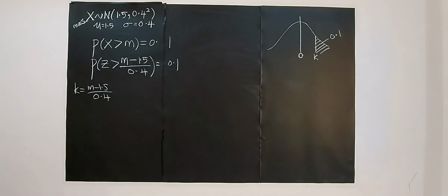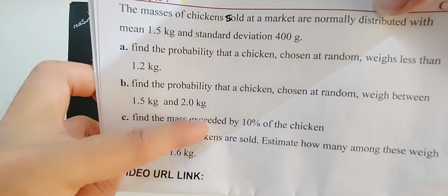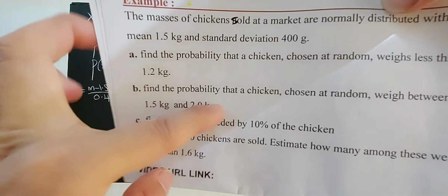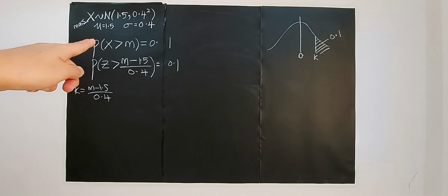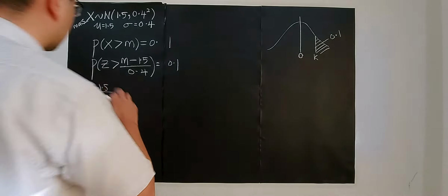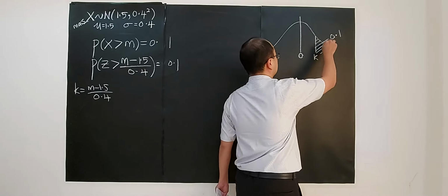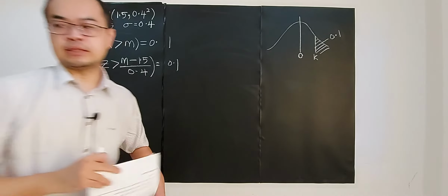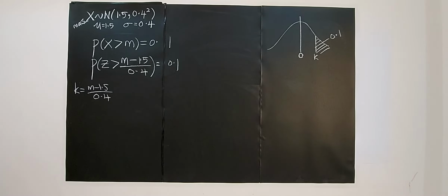I repeat again, 10% of the chickens exceed this mass here. That's why the question is to find the mass exceeded by 10% of the chickens, meaning the chickens exceeding the mass m are 10%. So how to find the value of k here? This is 0.1, and greater than. So you can use the statistical table and find the value of 0.1.